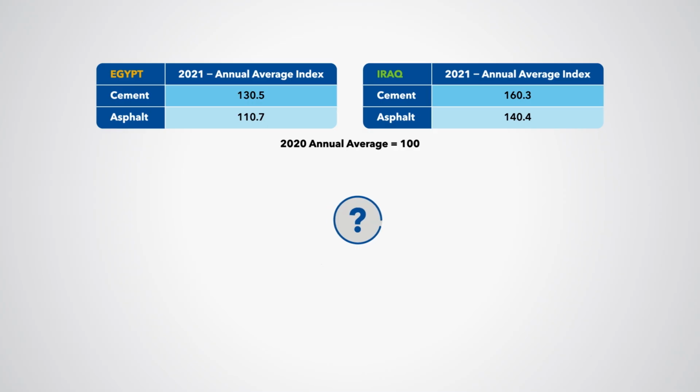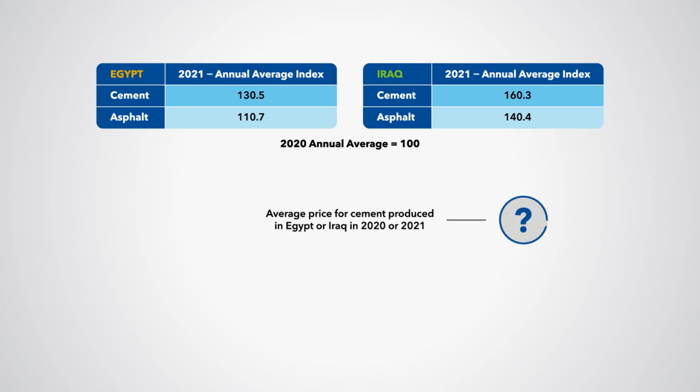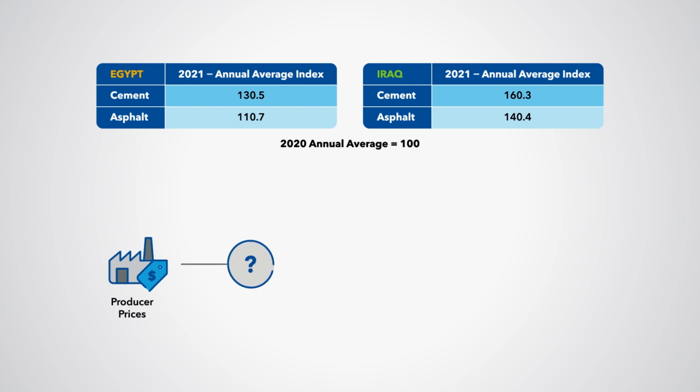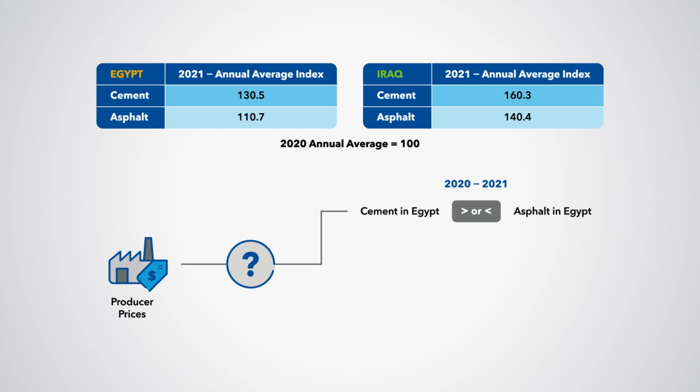There are also some questions that we cannot answer based on the information provided by these temporal indexes. Most importantly, we cannot say what the actual average price for cement produced in Egypt or Iraq was in 2020 or 2021. We only know how much these prices changed between these two periods. As a result, these data do not tell us whether producer prices for cement in Egypt are higher or lower than producer prices for asphalt in Egypt in either 2020 or 2021.